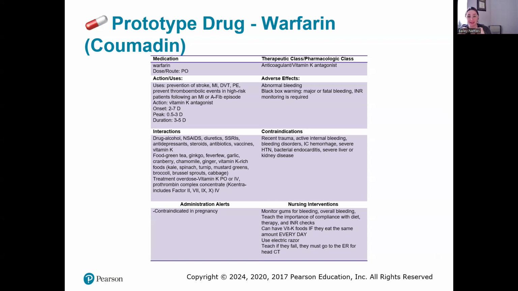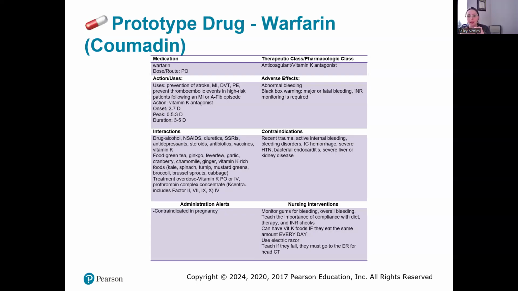So this is a different medication, a different drug. Lab value. This is your INR, okay? The other one was your APTT. This is your INR, okay? So we want to avoid alcohol, NSAIDs, diuretics, SSRIs, antidepressants, steroids, antibiotics, vaccines, and vitamin K.